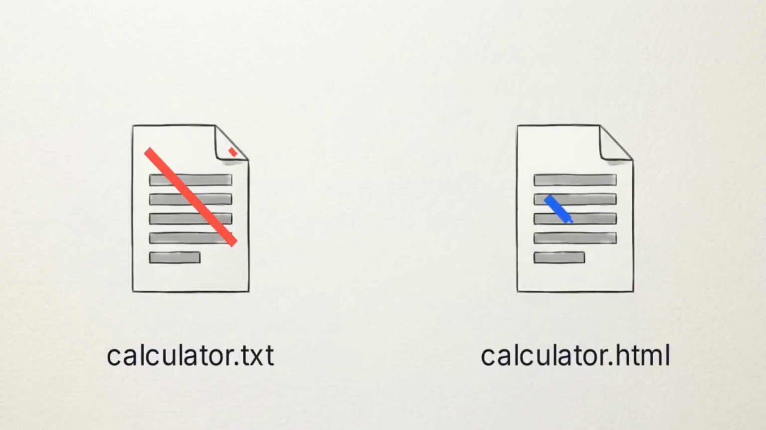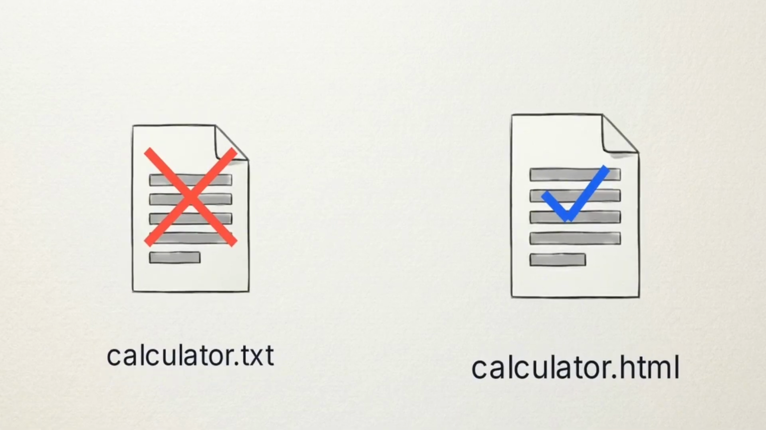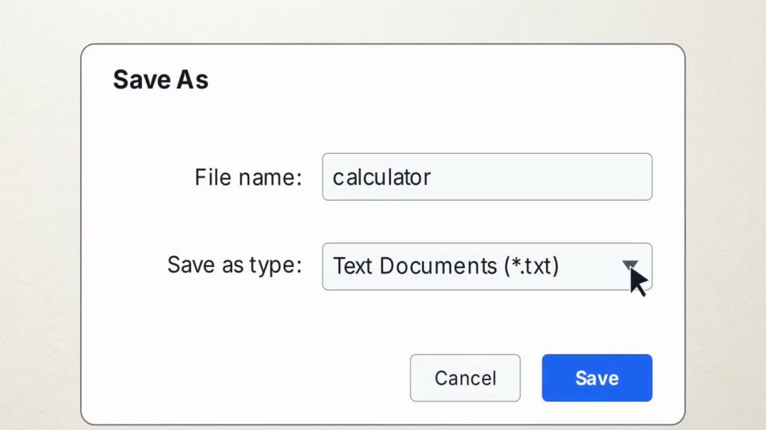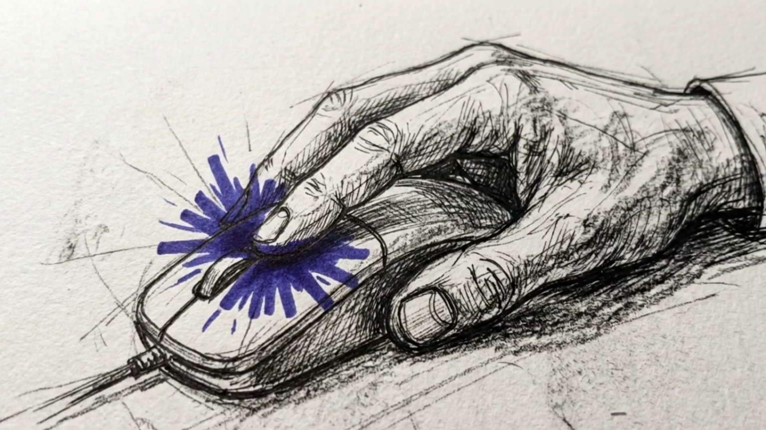This diagram highlights a common error. While text editors save files with a .txt extension, a web browser requires a .html extension. To fix this, select all files in the Save menu and manually add .html to the file name. Once saved, the file icon changes to your browser's logo, showing it is now a functional web page. To open it, simply double-click the file.